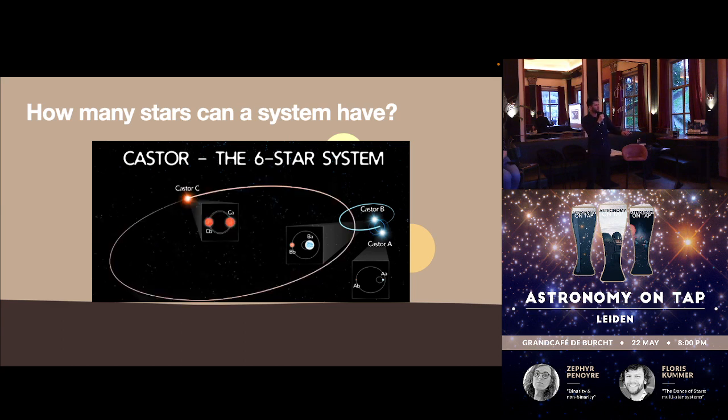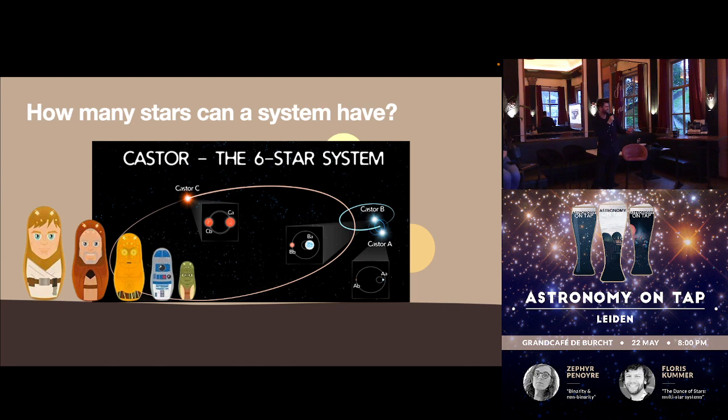And then after that, we have another binary, cluster C, which orbits binary A and binary B at an even larger distance. So you can kind of compare this to some sort of Matryoshka.